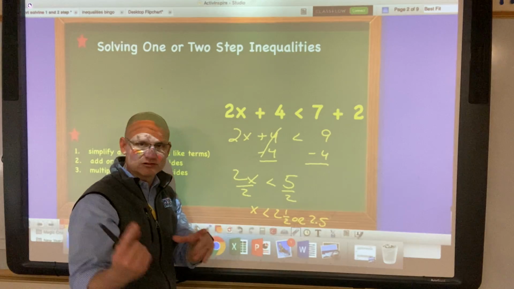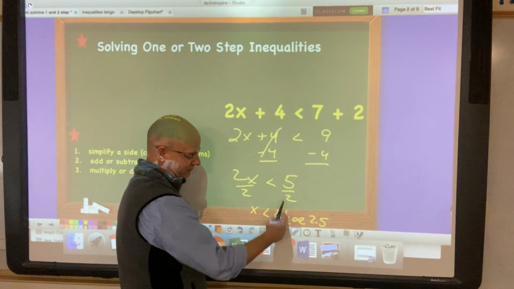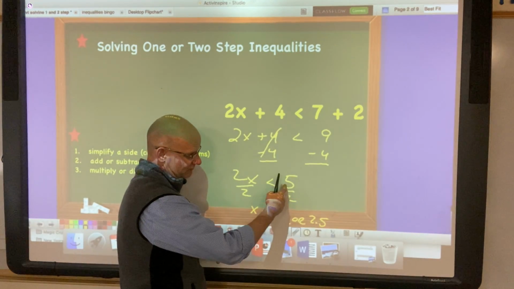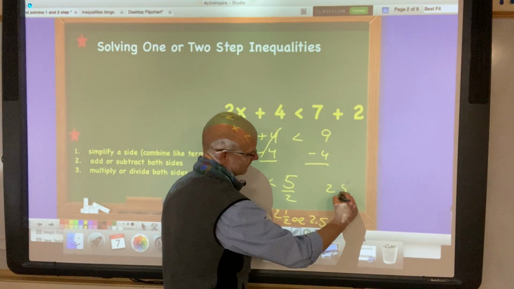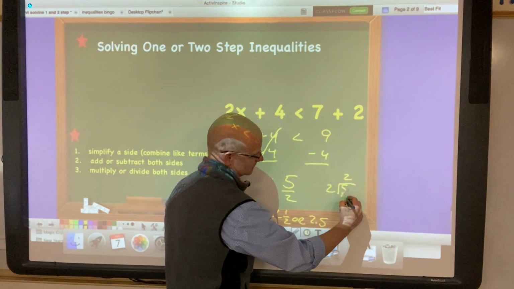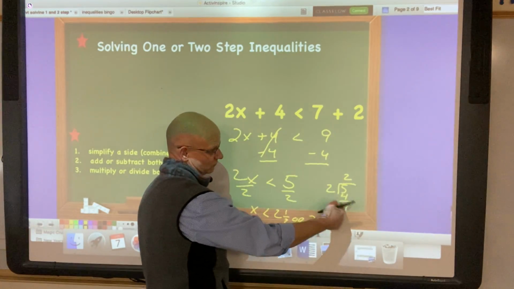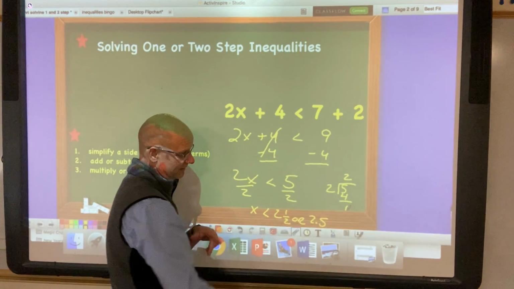Just remember, some of you are a little unfamiliar. How did I get this improper fraction to a mixed number? I just divided 2 into 5, which is 2 whole times, and I have 1 left over. So that's 2 and 1/2, or 2.5.